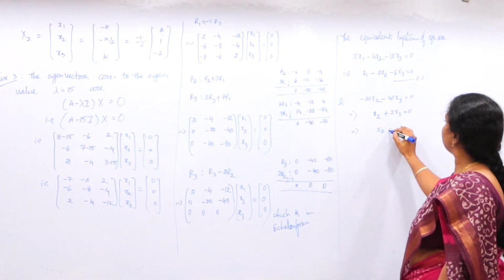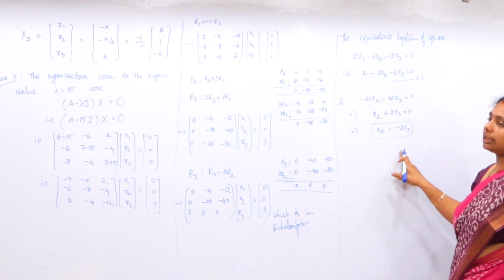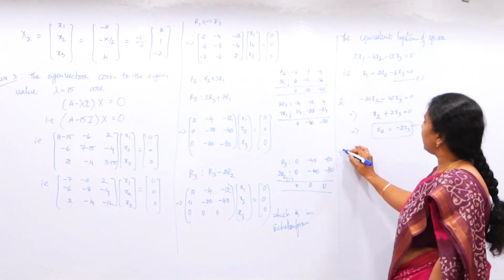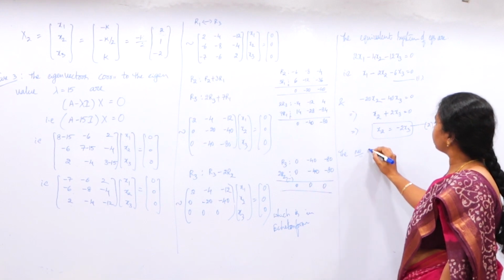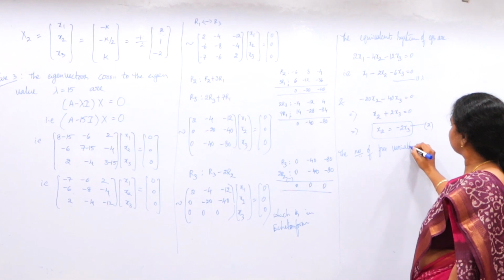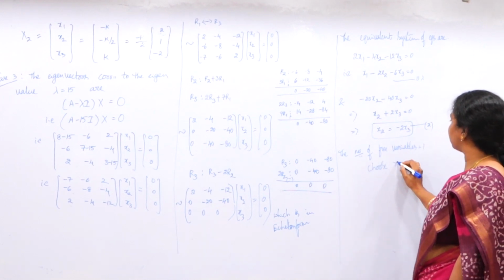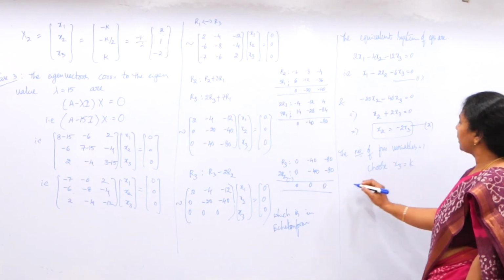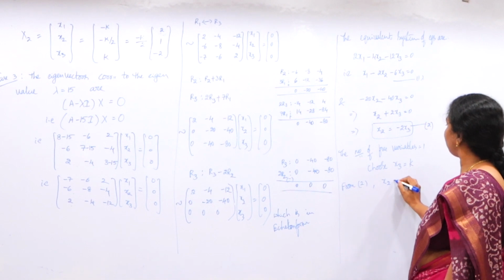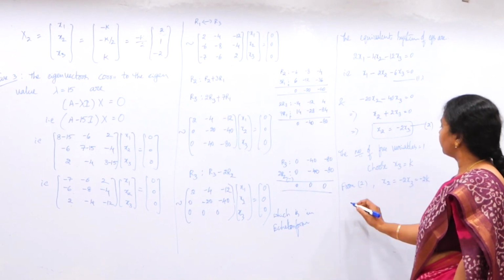So x2 can be written as minus 2x3. We have 2 equations and 3 unknowns. So the number of free variables is 1. So choose one of these 3 variables. Choose x3 as k. From second equation, x2 equal to minus 2x3. So this is minus 2k.